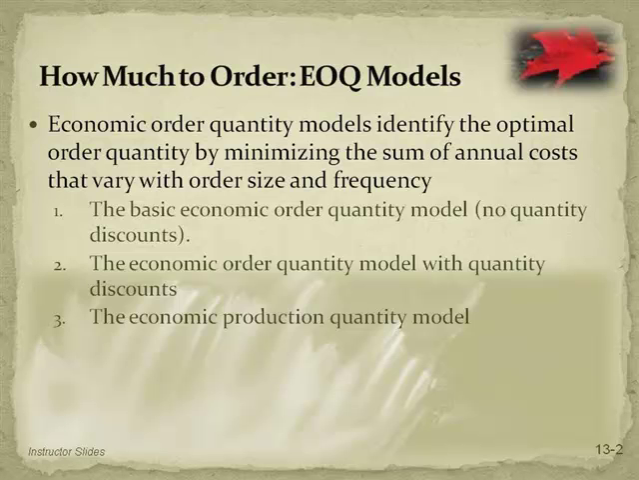Now, how do you know whether you have an economic order quantity with no discounts or with discounts? Well, if you see in the problem statement certain quantity ranges and certain prices for that quantity range, then you have discounts. If you don't see that, then you don't have discounts, and you're going to use the basic economic order quantity. So let's get started here with our model for economic order quantity with quantity discounts.